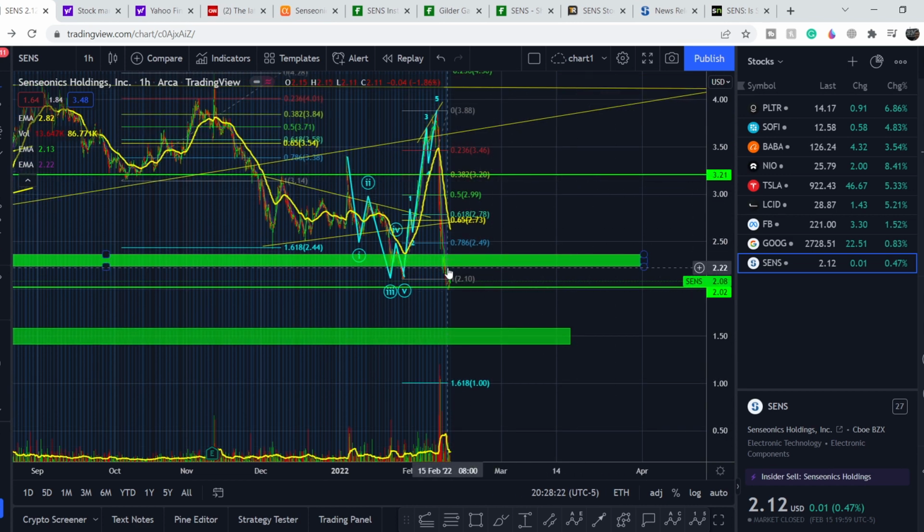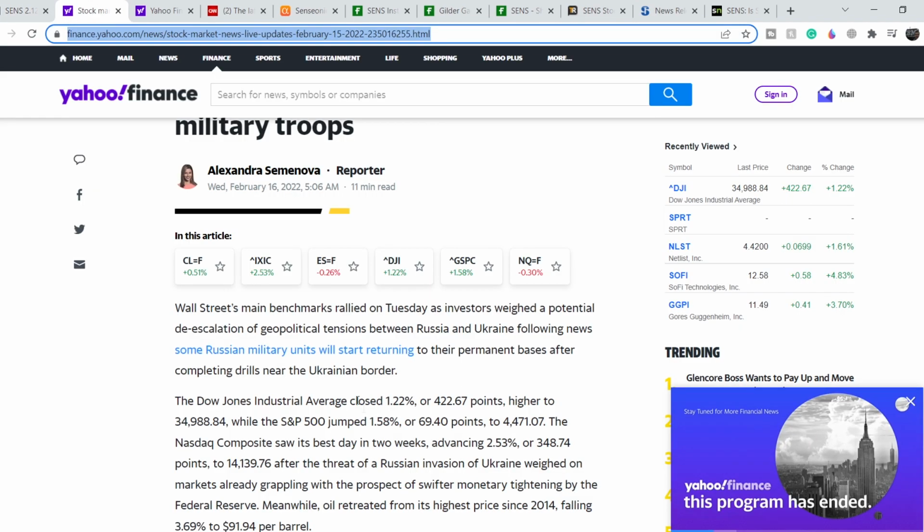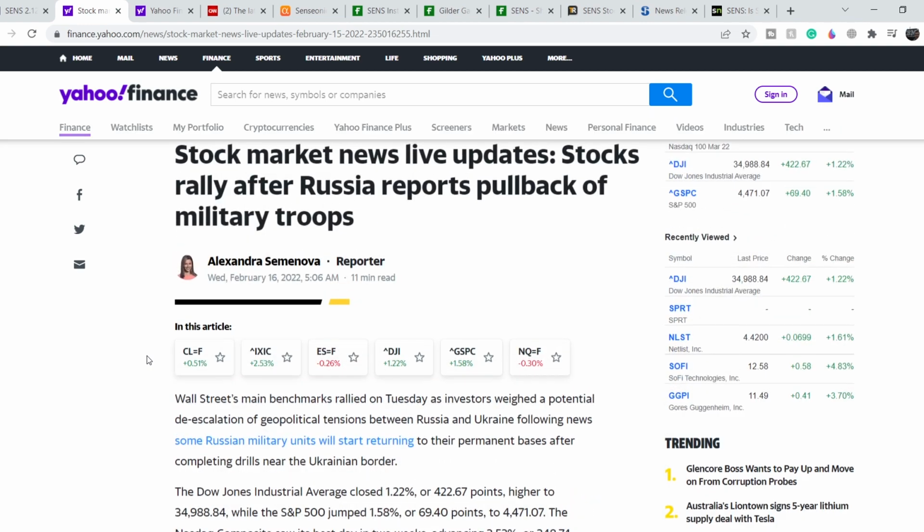And I have to say that despite decent news for the entire market, we have very weak price action from the Senseonics stock. Let me show you the recent news. Definitely the main news is right here. We are on Yahoo Finance and this article was published on February 16th and it's titled "Stock Market News Live Updates: Stocks rally after Russia reports pullback of military troops."